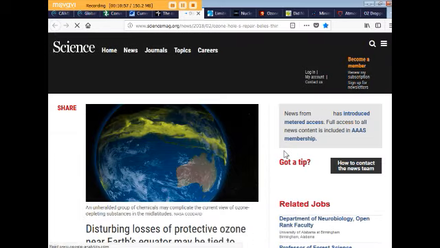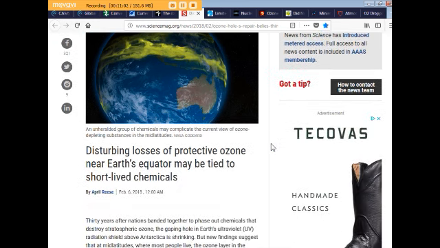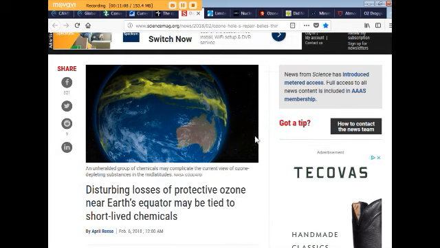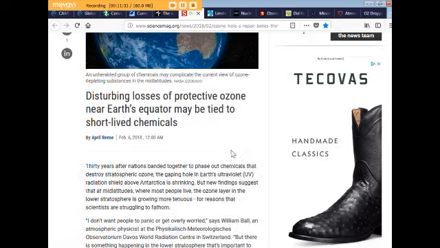Here's my next article. This is from Science, and this was from February 6th, 2018. And here they're showing where it's thinning. That green is their version of the thinning of the ozone layer. It says an unheralded group of chemicals may complicate the current view of ozone depleting substances in the mid-latitudes, NASA Goddard says. May be tied to short-lived chemicals.